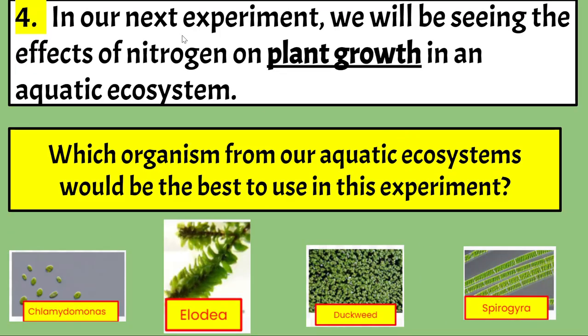All right. So again, in the next experiment, we're going to check the effects of nitrogen. Remember, that's nitrogen in fertilizer on plant growth in an aquatic ecosystem. So which organism from our aquatic ecosystems in the past would be best? We've decided Elodea is going to be the best for us to use in this experiment.